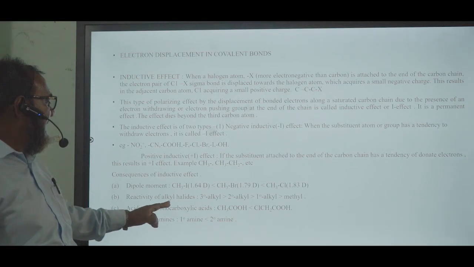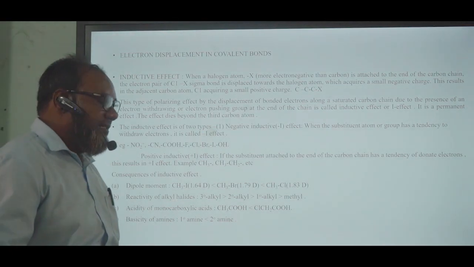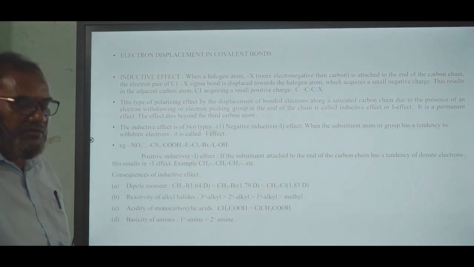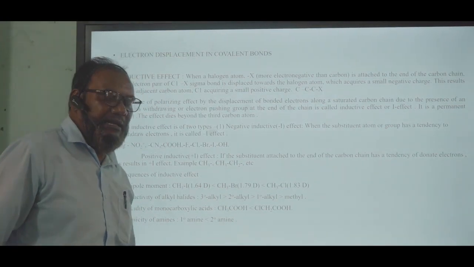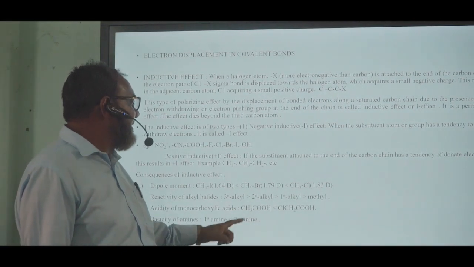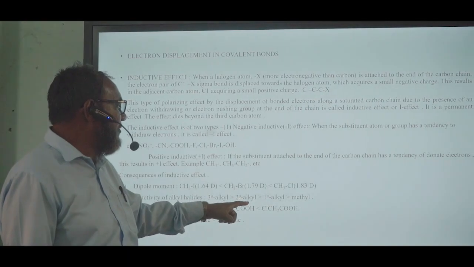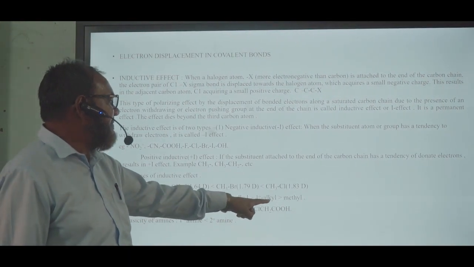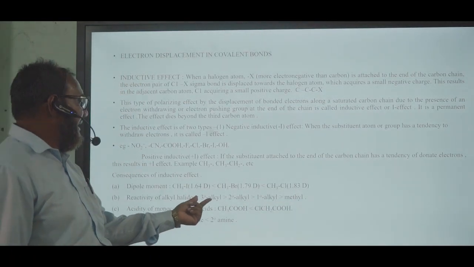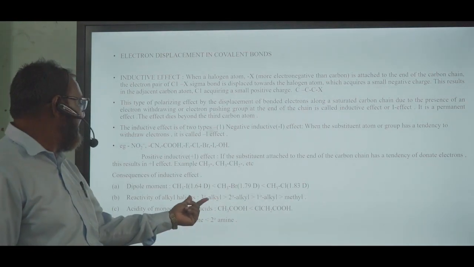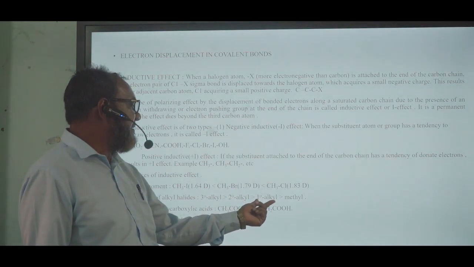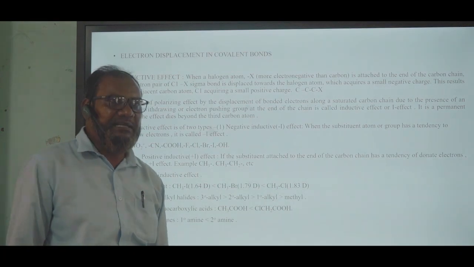Now, reactivity of alkyl halides. Due to the presence of the halogen atom, which pulls electrons from carbon towards itself, the carbon halogen bond becomes polarized, so the reactivity of 3 degree alkyl halide is greater than that of 2 degree, which is greater than that of primary alkyl halide, which is greater than that of methyl halide. That is, tertiary alkyl halide is more reactive than secondary, which is more reactive than primary, that is 1 degree, which is more reactive than methyl halide.